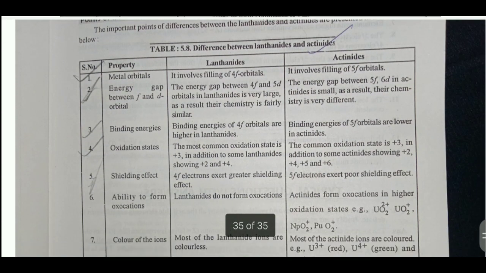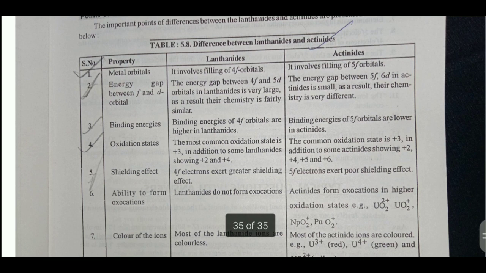First, metal orbitals. Lanthanides: it involves filling of the 4f orbital. Actinides: it involves filling of the 5f orbital. Second, energy gap between f and d orbital. Lanthanides: the energy gap between 4f and 5d orbital in lanthanides is very large. As a result, their chemistry is fairly similar. Actinides: the energy gap between 5f and 6d in actinides is small. As a result, their chemistry is very different.